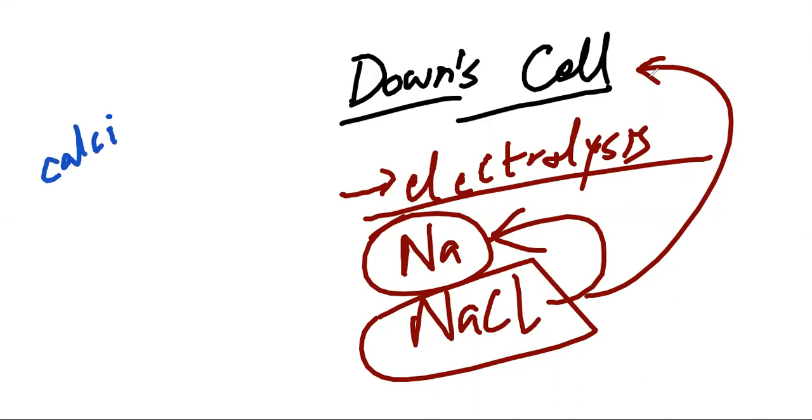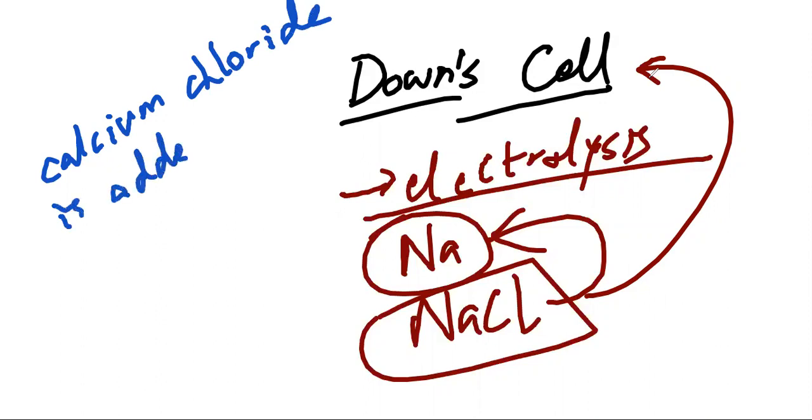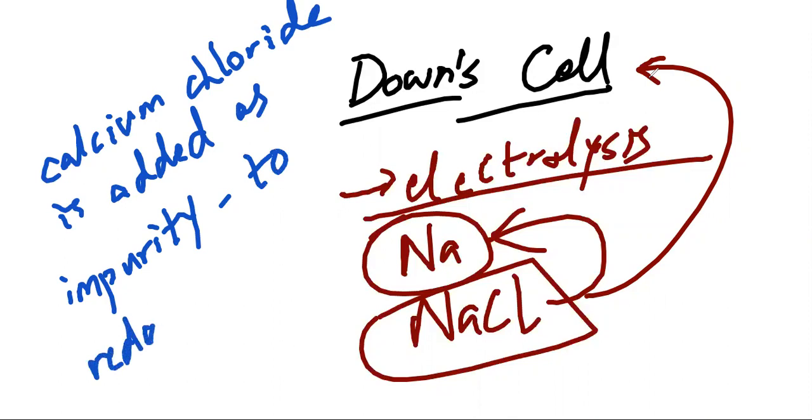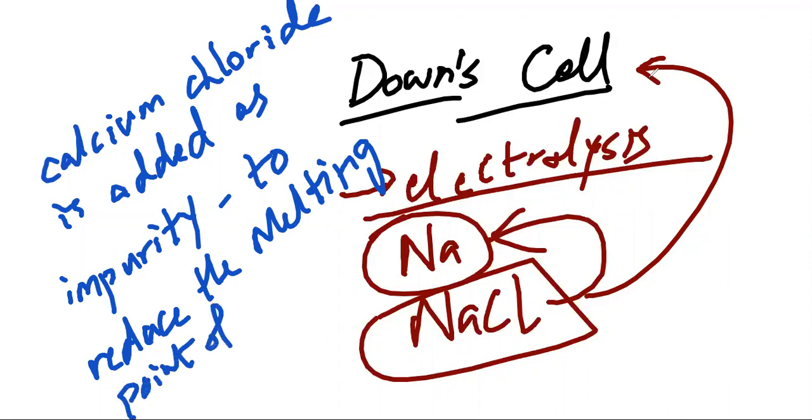Calcium chloride is added as an impurity. This can be your MCQ: what impurity is added in the Downs cell. Why is it added? To reduce the melting point of NaCl.